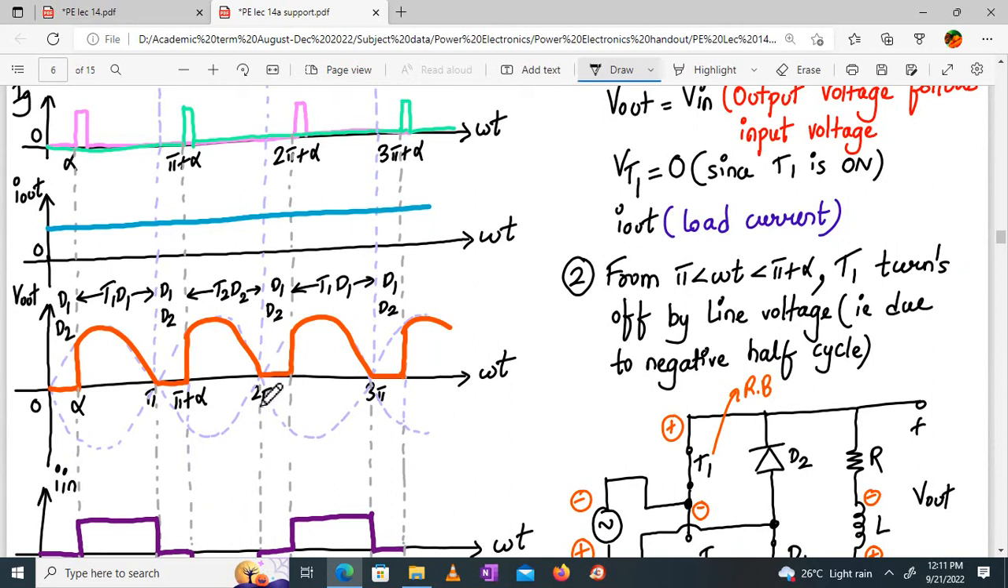Now, what happens between 2 pi and 2 pi plus alpha? अभी देखो, beyond 2 pi, input is going positive, so D1 on ही है. D1 will become forward bias. Why is D2 on? Because of the arrangement.